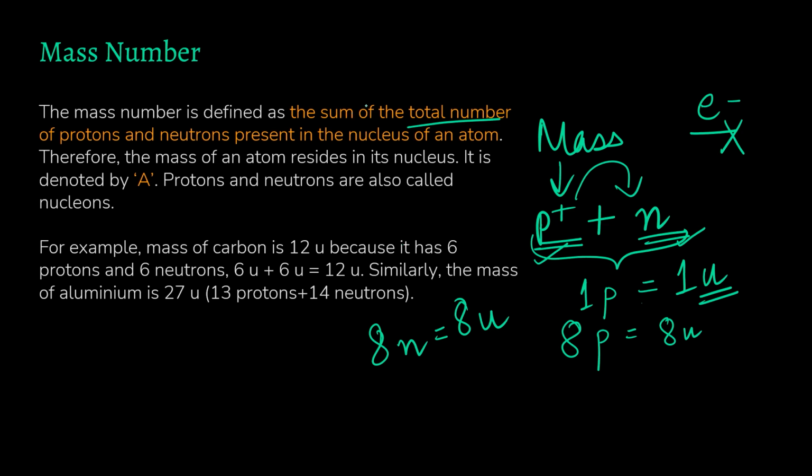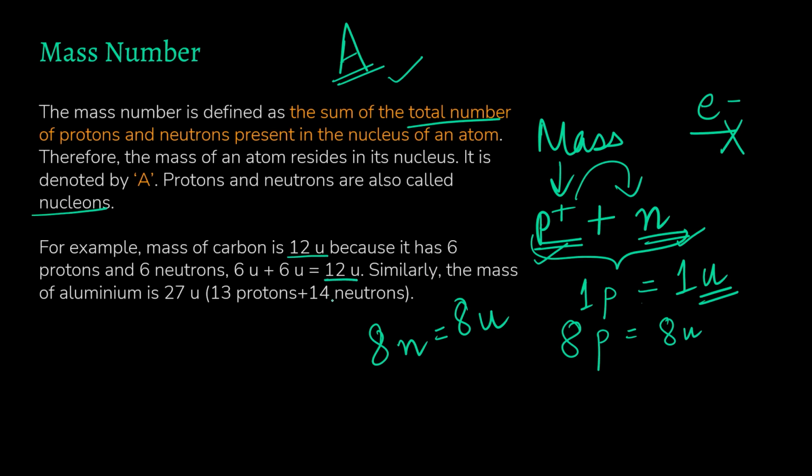And like Z represented the atomic number, mass number is represented by the letter A. Protons and neutrons are also called nucleons. For example, the mass of carbon is 12 U because it has 6 protons and 6 neutrons. 1 proton, 1 U; 1 neutron, 1 U. So 6 protons, 6 U; 6 neutrons, 6 U. So the total mass is 12 U.